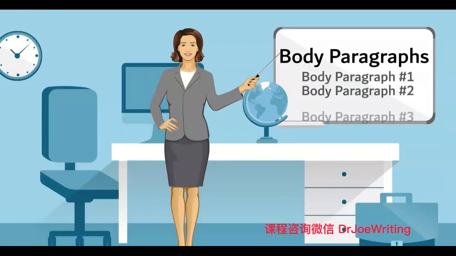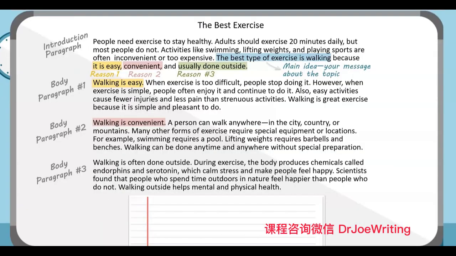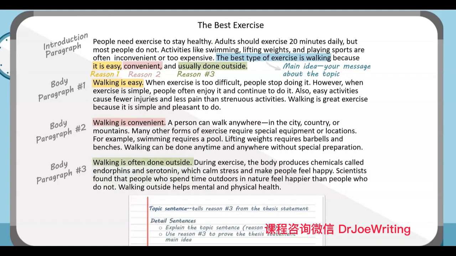Now let's look more closely at body paragraph number 3. Like the other body paragraphs, body paragraph 3 begins with the topic sentence. This topic sentence tells reason 3 from the thesis statement. Walking is often done outside. Then we have the detail sentences. They do two things. They explain the topic sentence, which is also reason 3, that walking is often done outside, and they use reason number 3 to prove that the thesis statement main idea is true, that the best type of exercise is walking rather than other types of exercises.